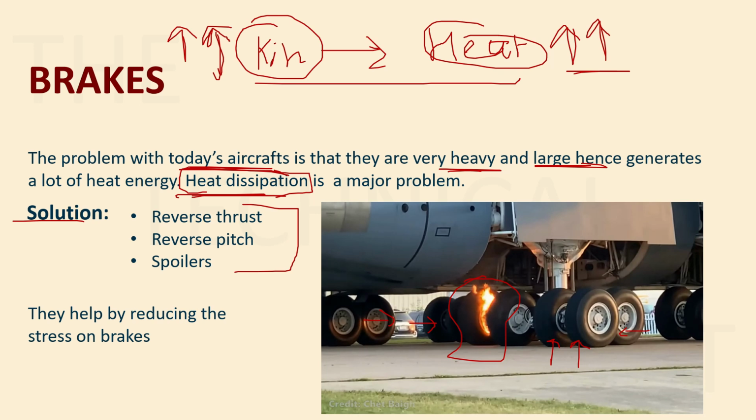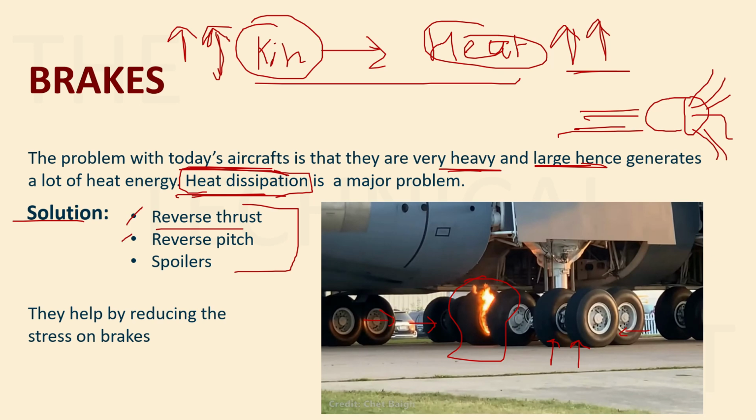These are the other methods. What are these? First is your reverse thrust. What is reverse thrust? You are directing the flow of the engine. The engine is producing thrust like this, right? And reverse thrust is, from your engines, you start to produce thrust outwards like this. We'll study about that in detail in later chapters, but this is how reverse thrust works.